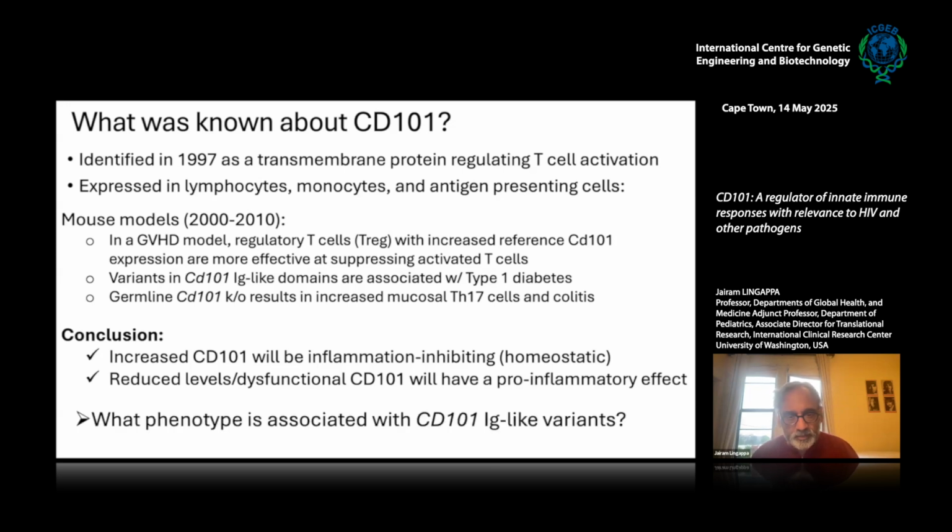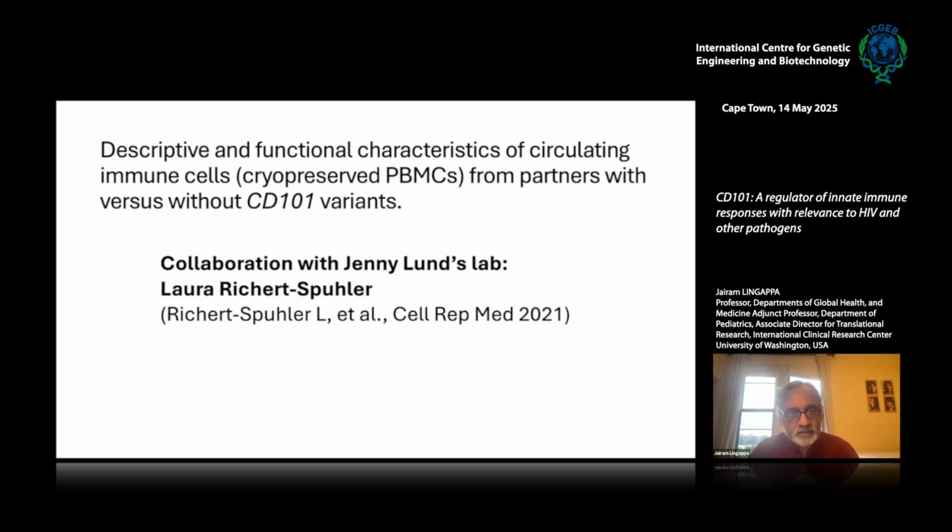So the question is, what's the phenotype that's associated with CD101 Ig-like variants? And that led to our second collaboration with Dr. Jenny Lund's lab at the Fred Hutchinson Cancer Center here in Seattle. In this context, we focused on descriptive and functional characteristics of circulating immune cells, the peripheral blood mononuclear cells, PBMCs, that have been cryopreserved from partners in the cohorts that we had been looking at.